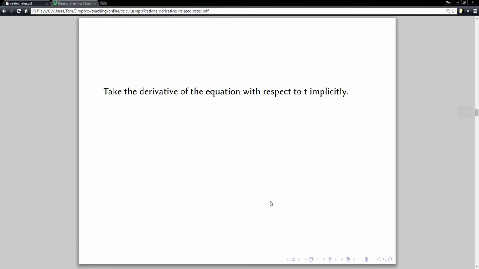Okay, so we're going to take the derivative of the equation implicitly with respect to time. One thing that you need to be a little bit careful of is plugging in the values for R and A, or whatever quantities you're dealing with, too early. You want to wait until after you take the derivative, and that's extremely important.